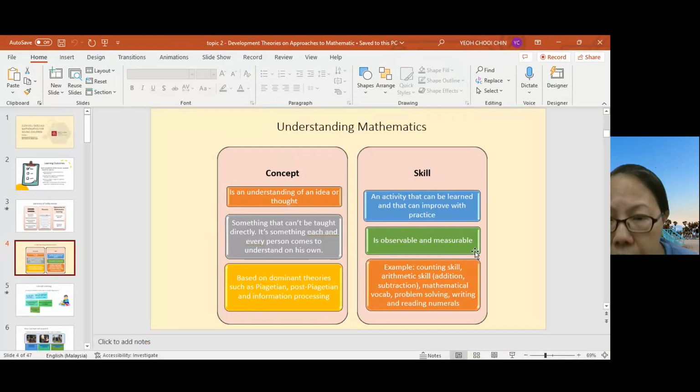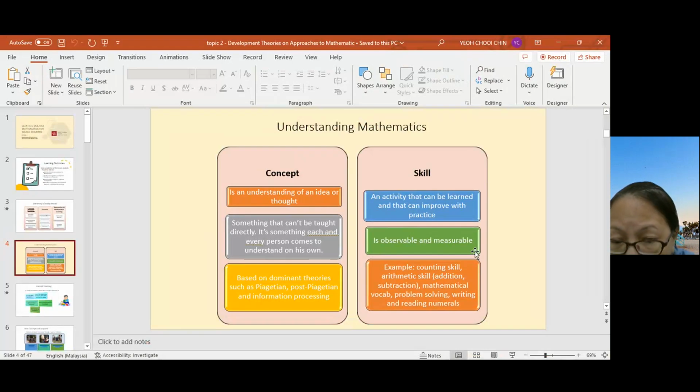Skill: an activity that can be learned and that can improve with practice. A skill is something that you have to do in order for you to improve. It is observable and measurable. It's something they can watch, they can observe, and it is measurable how good they were the first time and how good they are now. Example, counting skill.